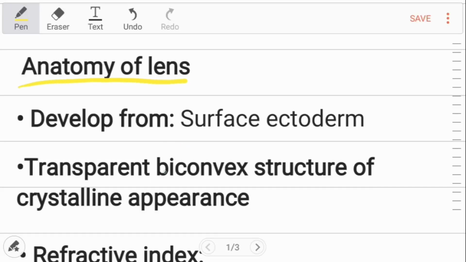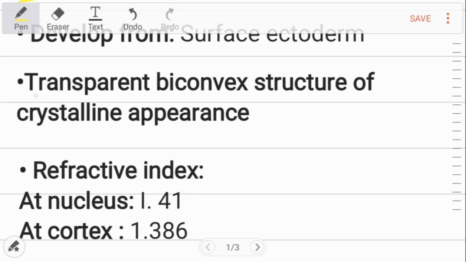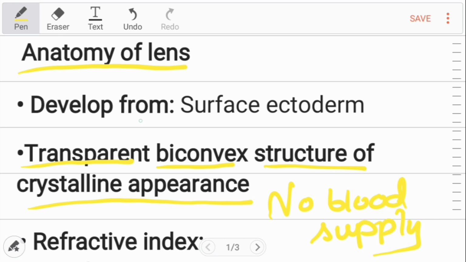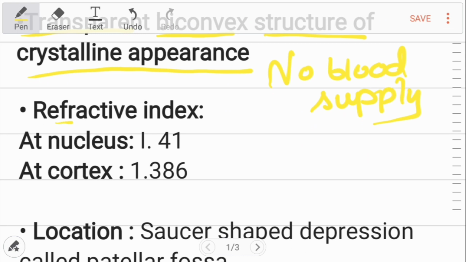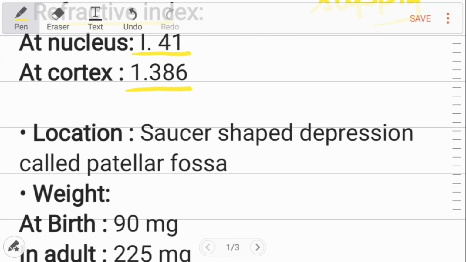Anatomy of lens. The lens is a transparent biconvex structure of crystalline appearance. The crystalline lens develops from surface ectoderm. The refractive index of the lens at the nucleus is 1.41 and at the cortex is 1.386. The lens is located in a saucer-shaped depression called the patellar fossa.